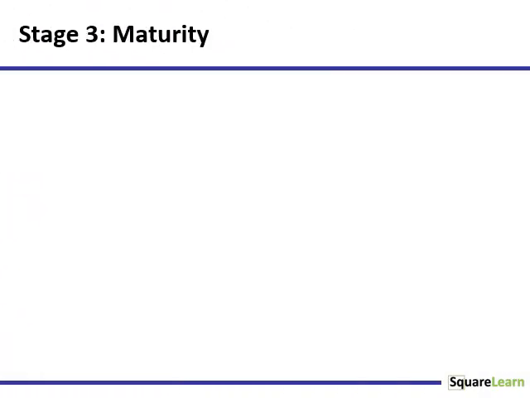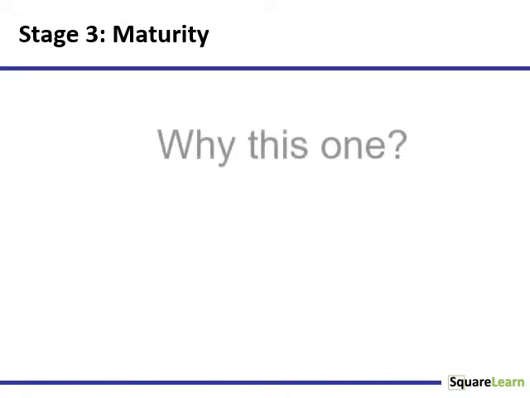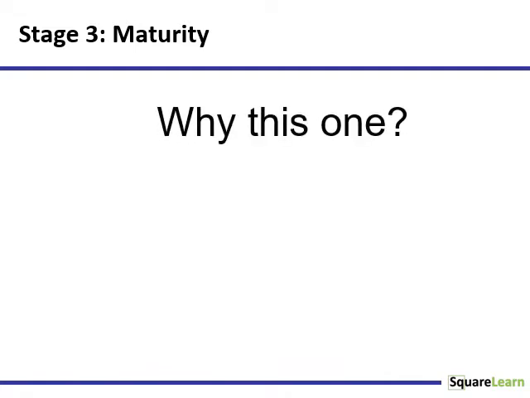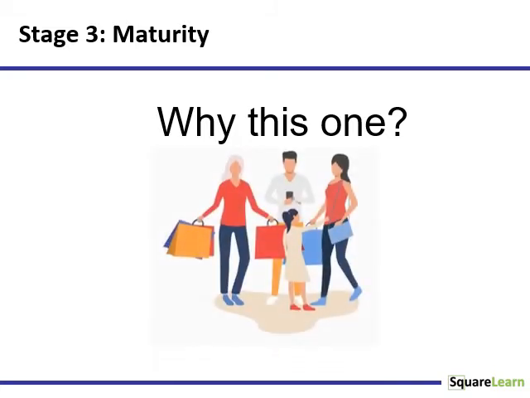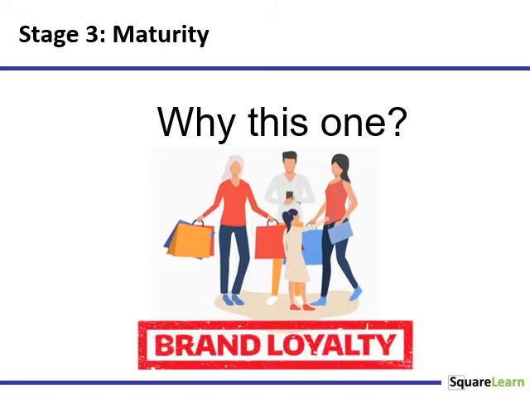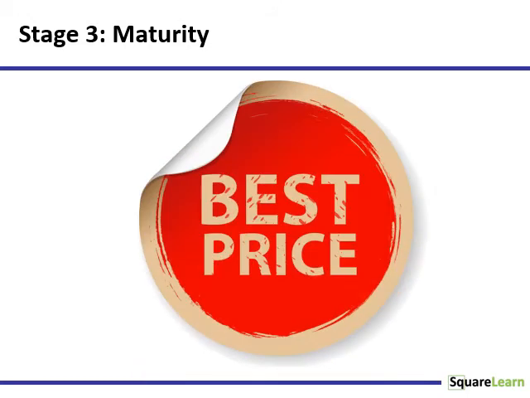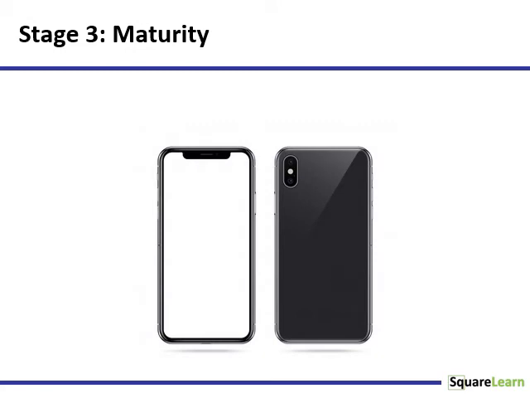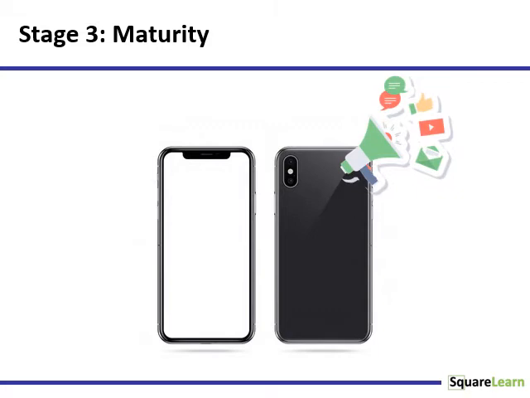Stage 3, Maturity. The next question, why this one? At this stage the late majority of the mass market buys. Because people are accustomed to buying the product and the differences are few, brand loyalty plays a dominant role. Price competition often becomes heated in stable markets because additional market share comes directly from your competitors. The product's features that were so important in the growth stage have become standardized. Because there is less differentiation on product attributes, advertising is used as a vehicle to differentiate products.